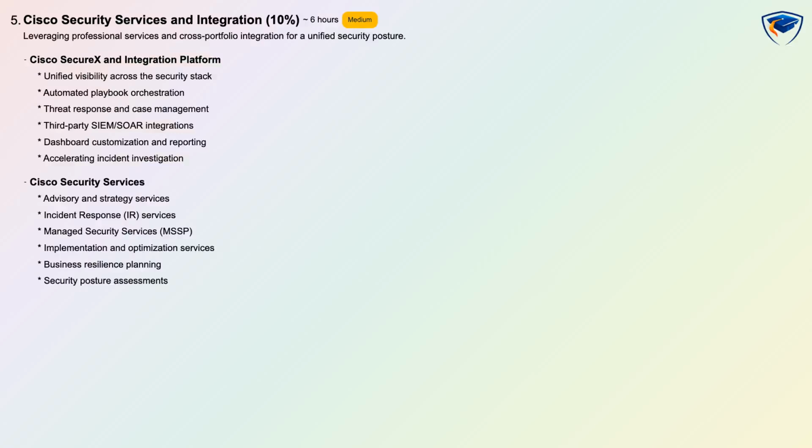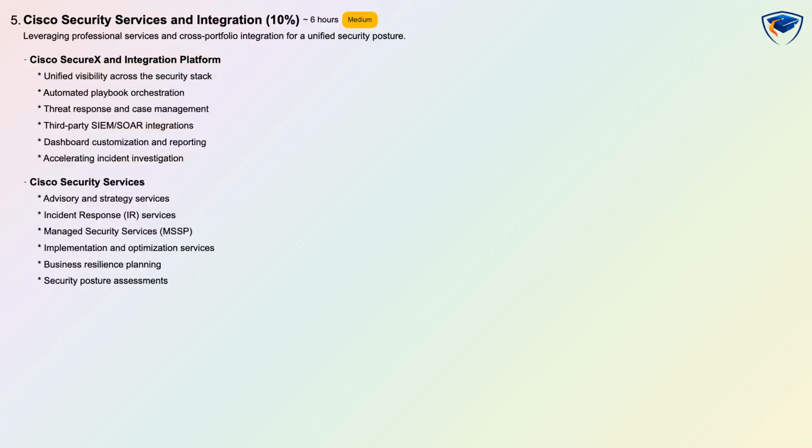Cisco Security Services and Integration is 10%, medium difficulty, and is estimated at 6 hours with conceptual and scenario focus. This domain explores Cisco SecureX for unified visibility, automated playbook orchestration, threat response and case management with third-party SIEM and SOAR integrations. You will study dashboard customization, reporting and ways to accelerate incident investigation, plus Cisco professional services offerings like advisory, incident response, managed security services and implementation optimization.